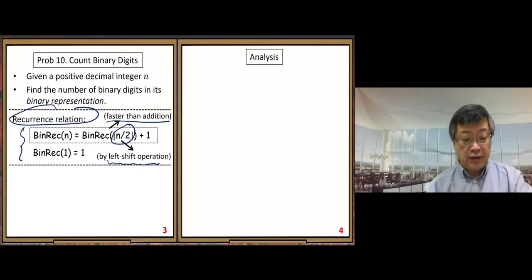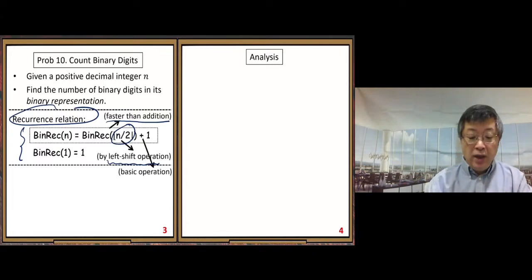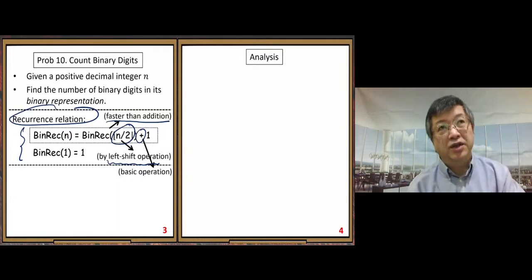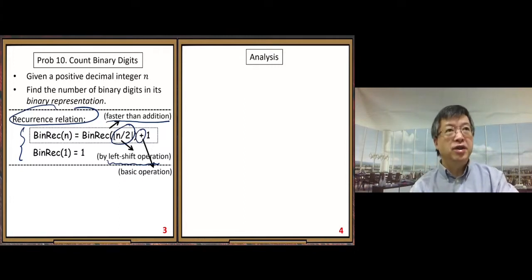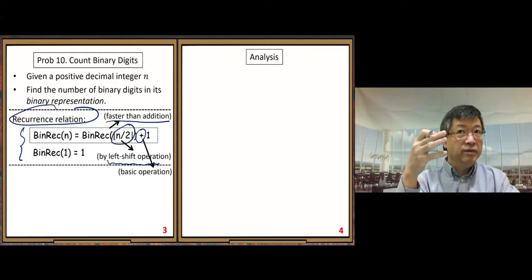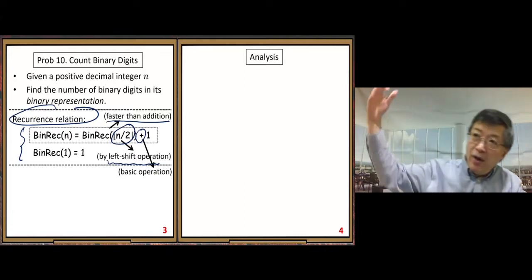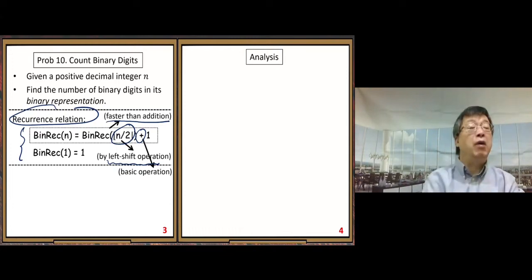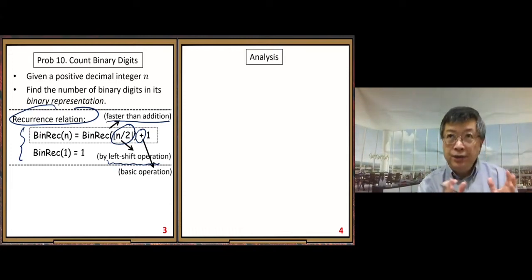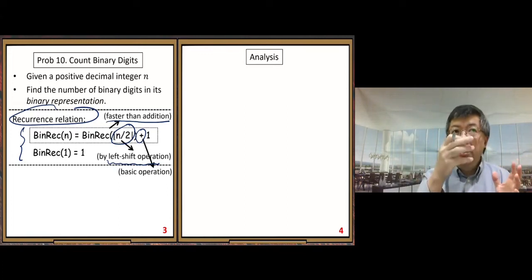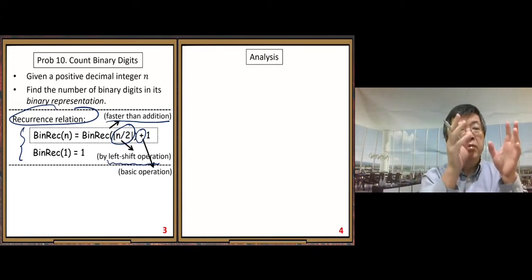All right, so next. Here we still treat this plus as the basic operation. Because every time we do the recurrence call, we add 1 to our counter, right? So we need to use a counter. We add 1 to the counter, so that addition, we treat it as the basic operation.